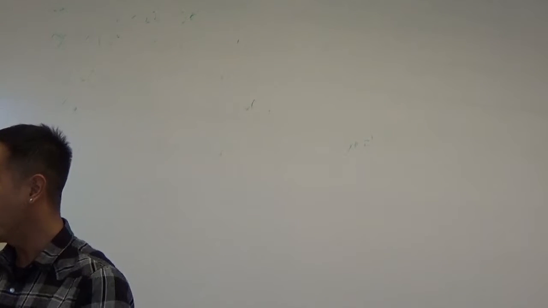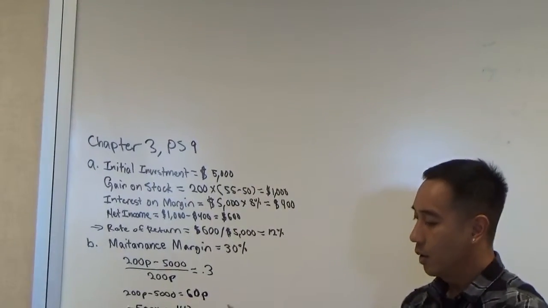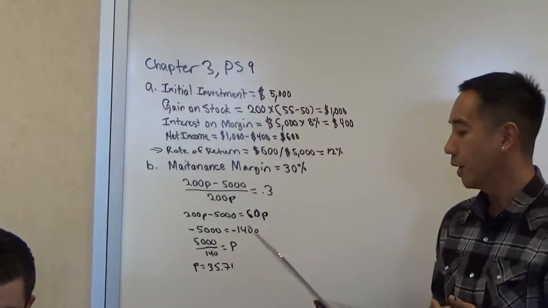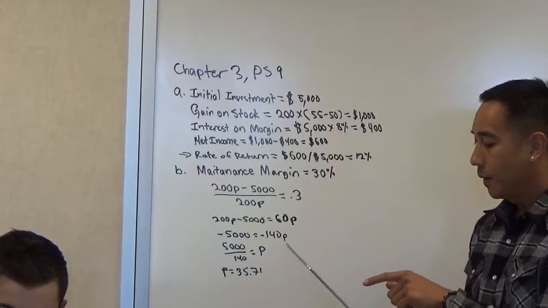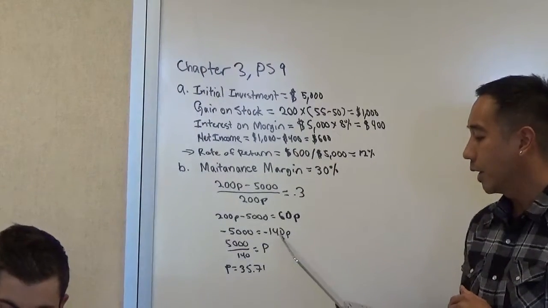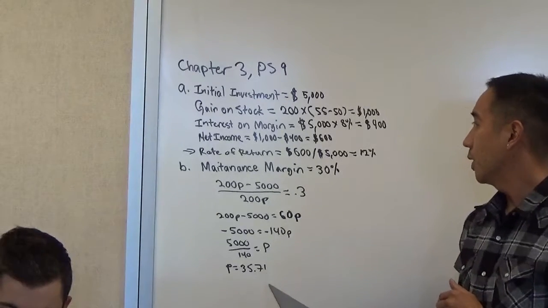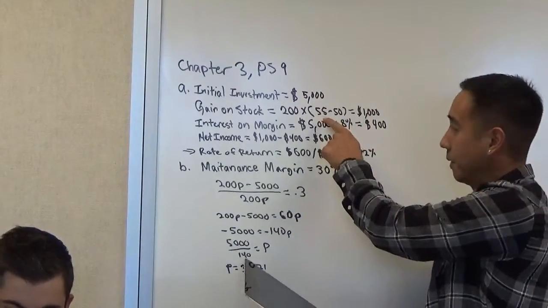So the question is, you are bullish on a telecom stock. The current market price is $50 per share, and you have $5,000 of your own to invest. You borrow an additional $5,000 on margin with an interest rate of 8%, and you invest $10,000 altogether in the stock. So question A, what will be the rate of return if the price of telecom stock goes up by 10% during the next year? So 10% of $50 per share, if it goes up, will be $55.